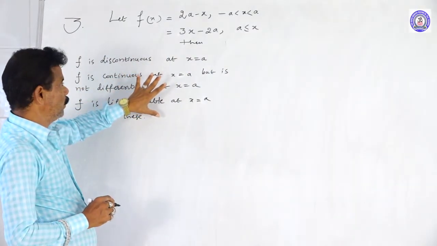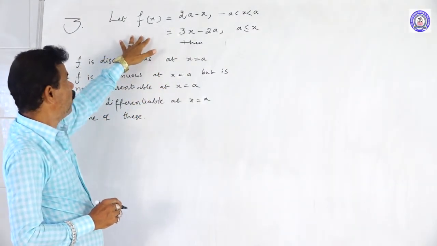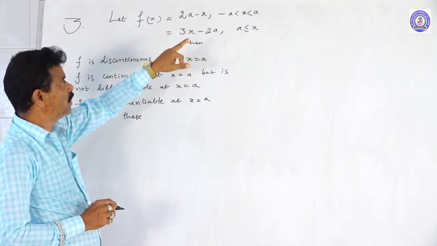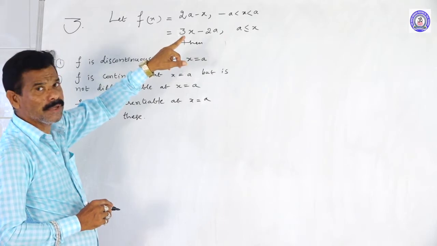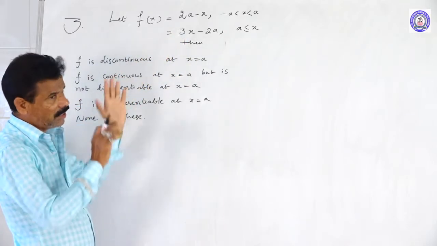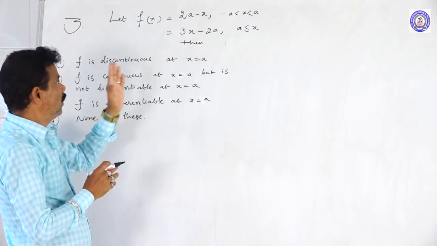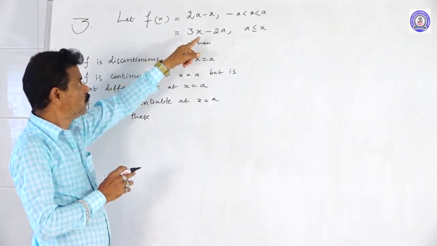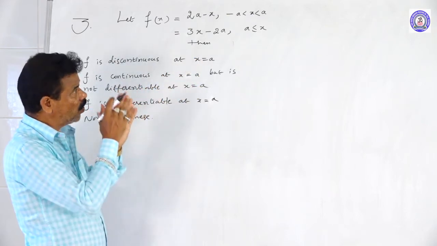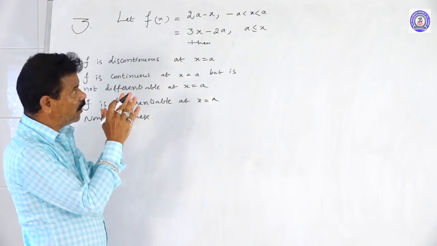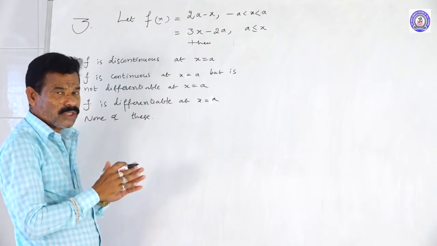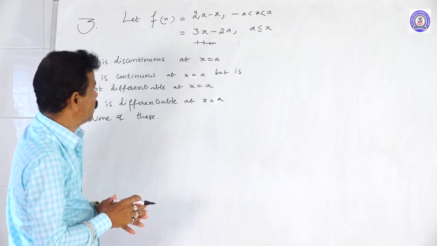Here, let f of x is equal to 2a minus x, whereas x lies between minus a to plus a, not equal to a, that is minus a to plus a. And second one, 3x minus 2a, that is a less than or equal to x.